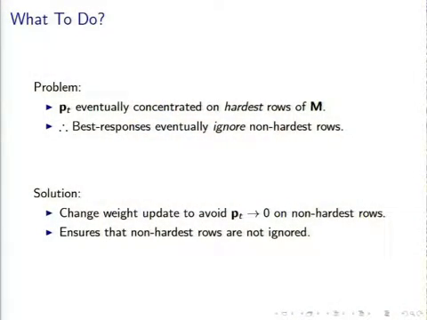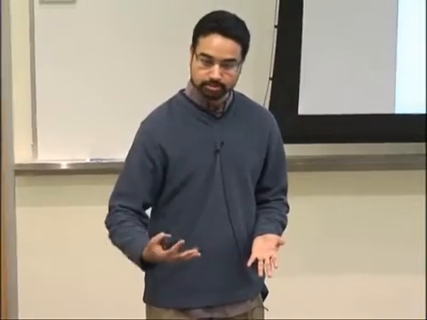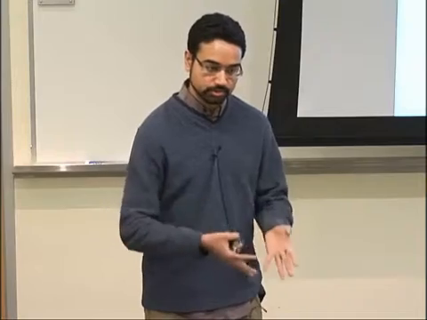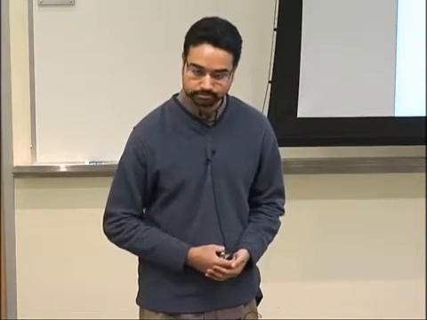Okay, so just to sum up what I said, the basic problem is that this no-regret algorithm, the reason it works is that it shifts all the weight of these row strategies onto the hardest rows of the matrix. And that causes the best response oracle to ultimately ignore the other rows. It just focuses on the hardest rows, the ones that are hardest to maximize.